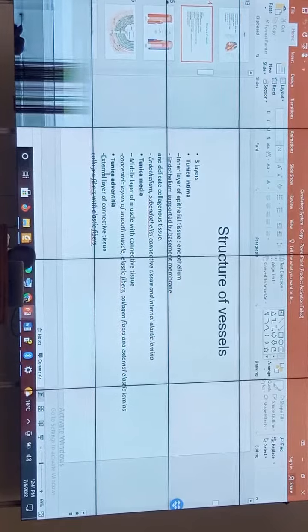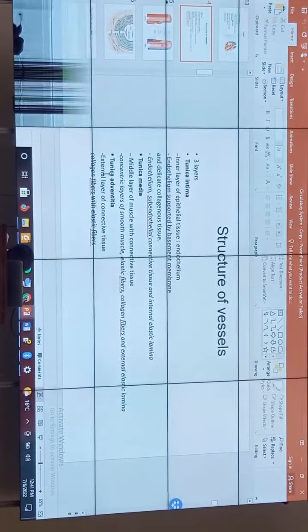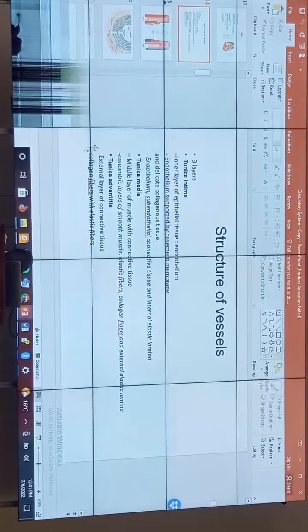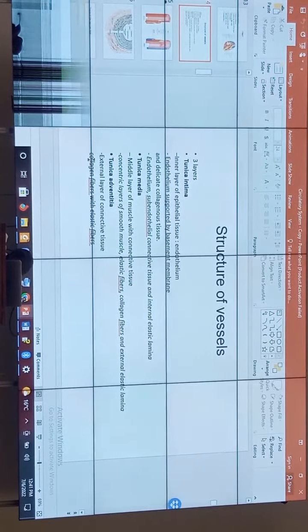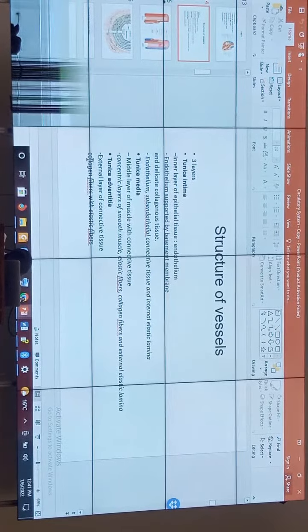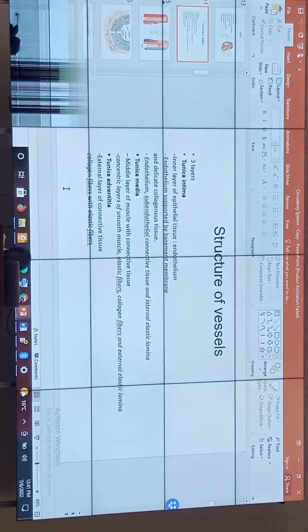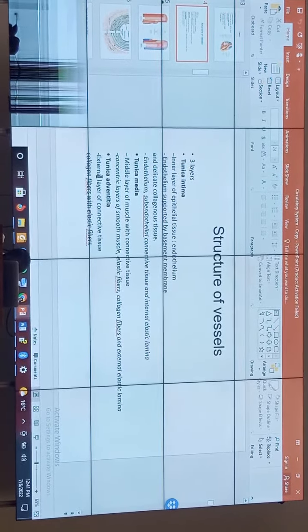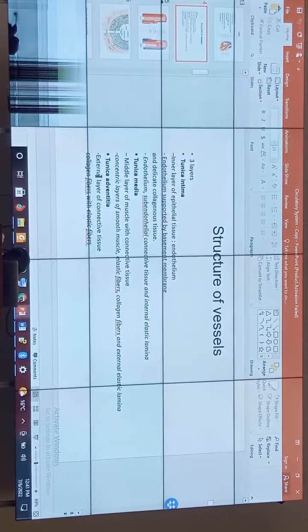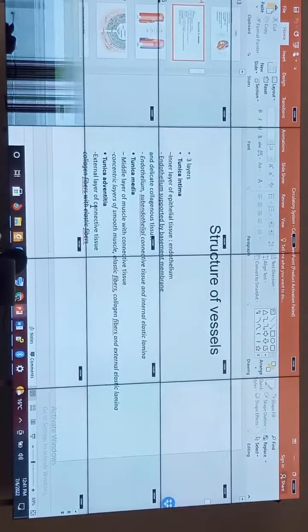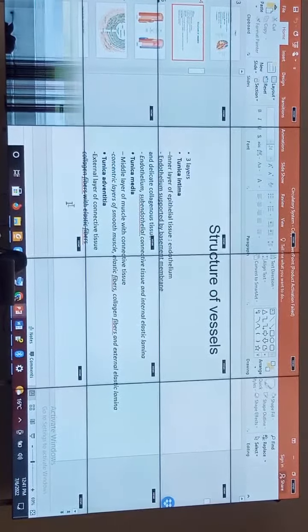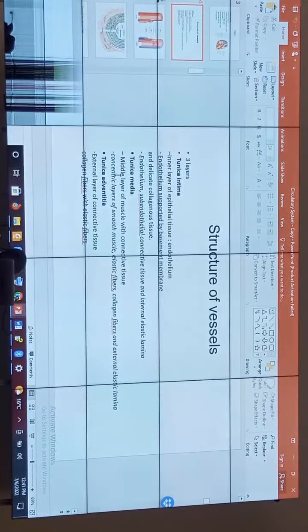Okay. So surrounding the tunica media, on the outer aspect of the walls of the vessels will be the tunica adventitia. The tunica adventitia is made up of loose connective tissue, which is rich in collagen fibers as well as elastic fibers. That's the tunica adventitia.